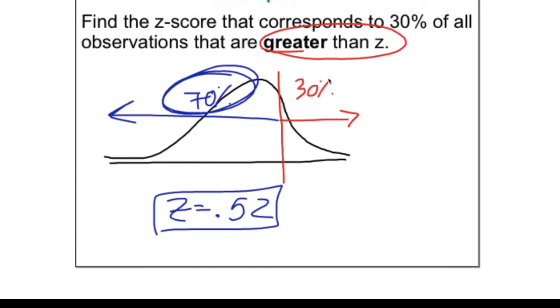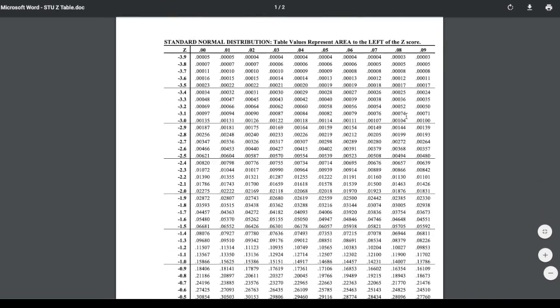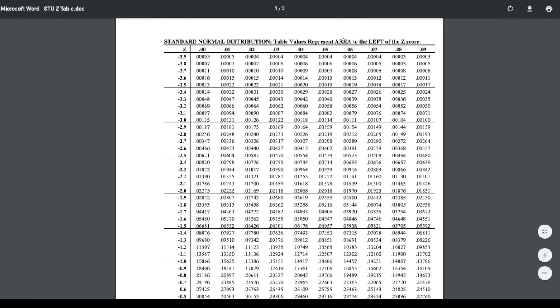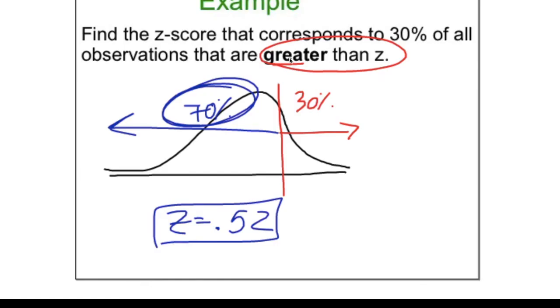Okay? Remember, this table and this chart always represent the area to the left of the z-score, or that's less than the z-score. So anytime you have a greater than scenario, that's where you have to actually think of it. You have to subtract off the difference there.